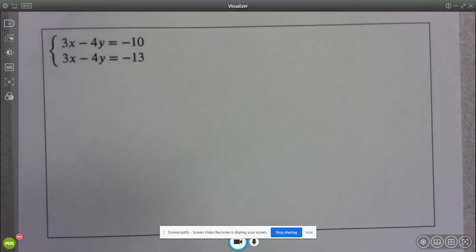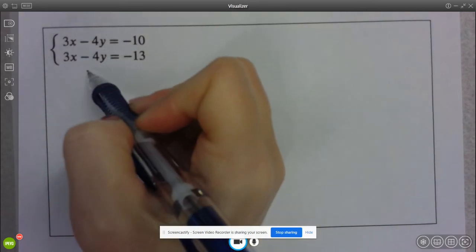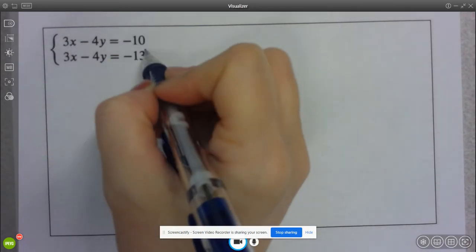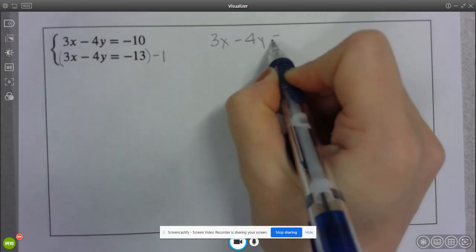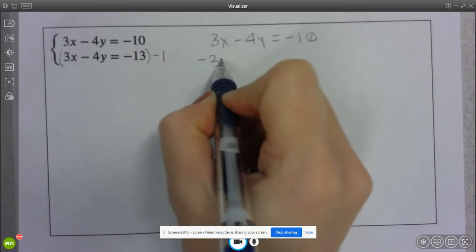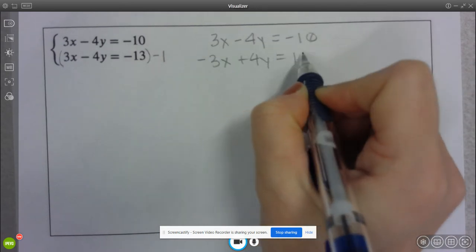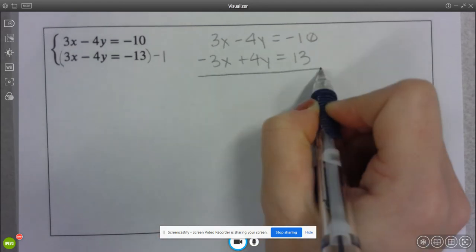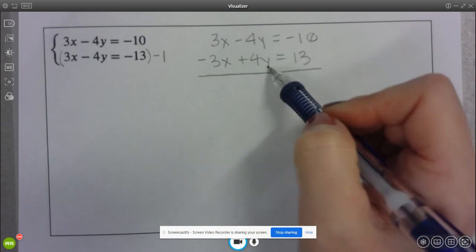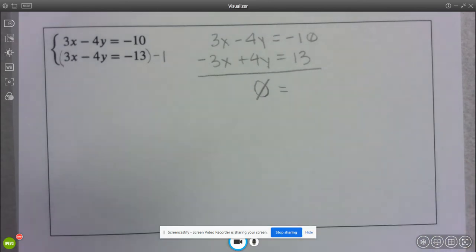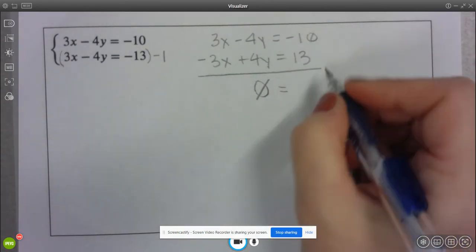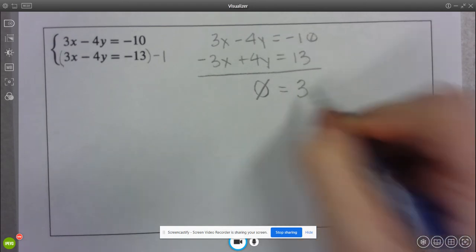Got 2 more where my coefficients are going to be the same, and then we're going to kick it up a notch on the next few examples. So here you'll notice 3 is positive in both of these, so one of these has to be multiplied by -1. So then that'll be -3x plus 4y equals +13. In this case, the x's and the y's are both going to leave me with nothing. So I have to write 0 in this case because there's nothing left on the left side. On the right side, -10 plus 13 gives me 3.